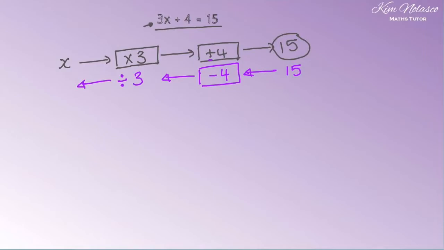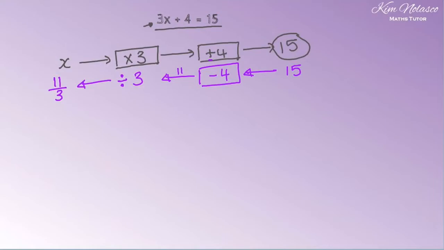And as we follow this through, we'll get the answer. So 15 take away 4, that gives us 11. And then 11 divided by 3 gives us 11 over 3, and you could change that into a mixed number. So this is a good example to show you that if you get a fraction as your answer, you can leave it in its simplified fraction.